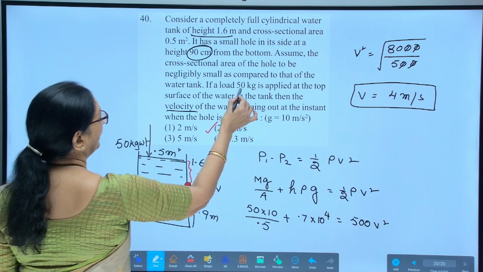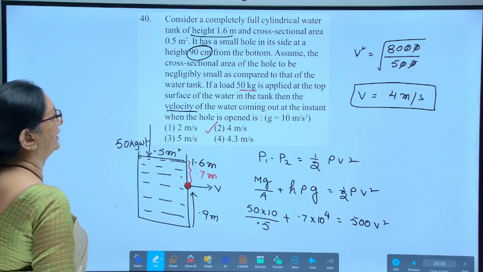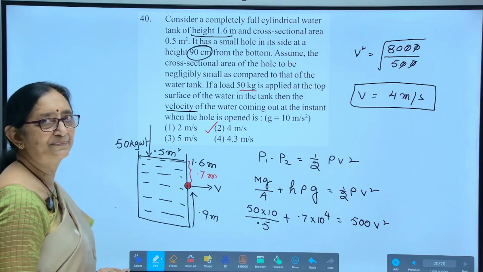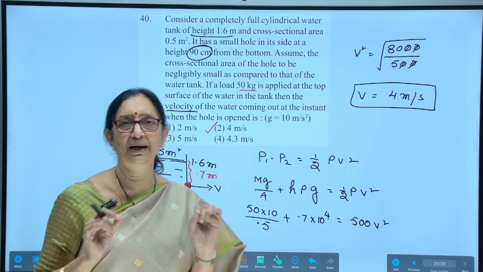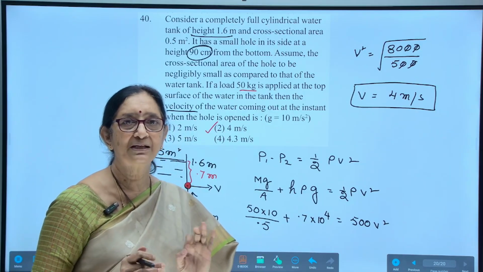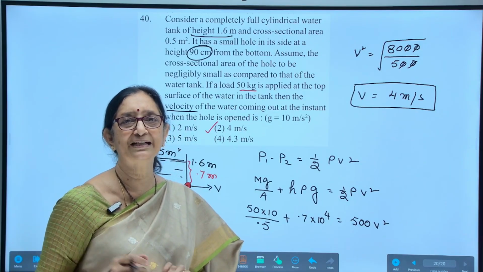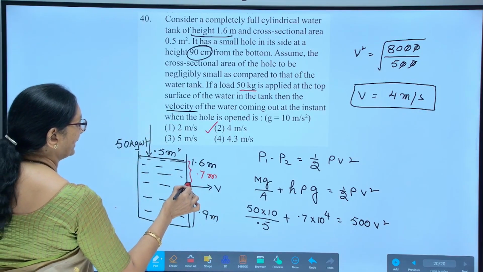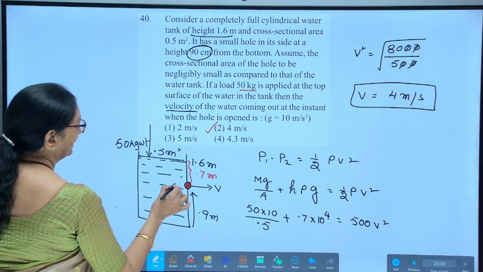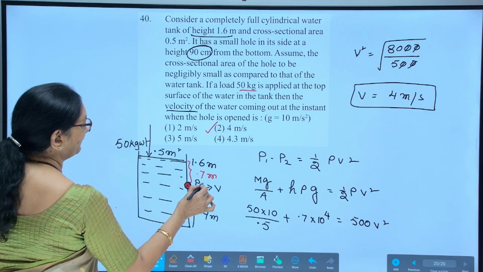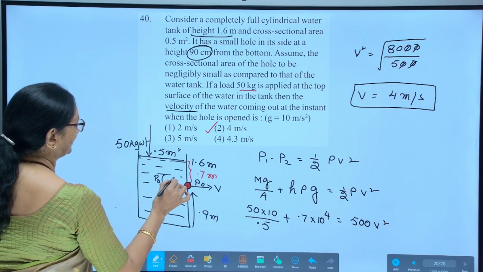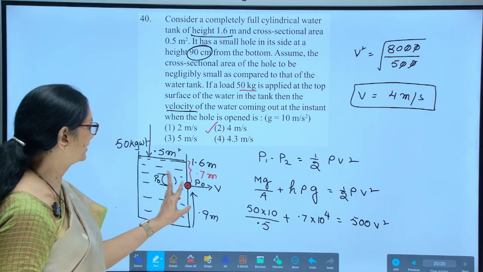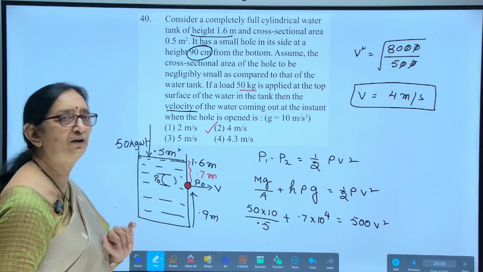Now, a load of 50 kg is applied on the top surface of water. With what velocity does it come out? It is truly based on Bernoulli's theorem. So, Bernoulli's theorem is P1 minus P2 is half rho v square. Suppose you apply Bernoulli's theorem across this, atmospheric pressure is the same in both cases. So, when we are taking the pressure difference across the hole, P0 gets cancelled.